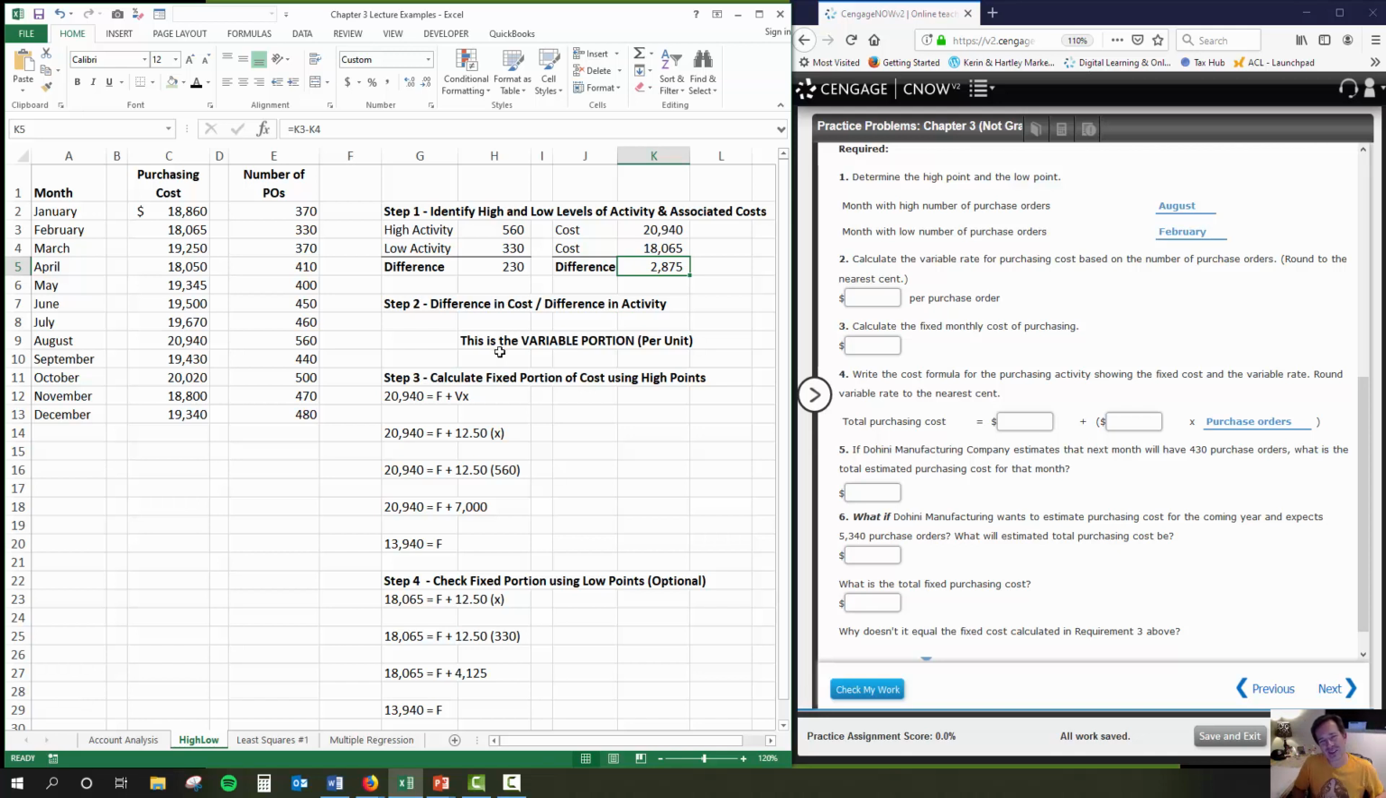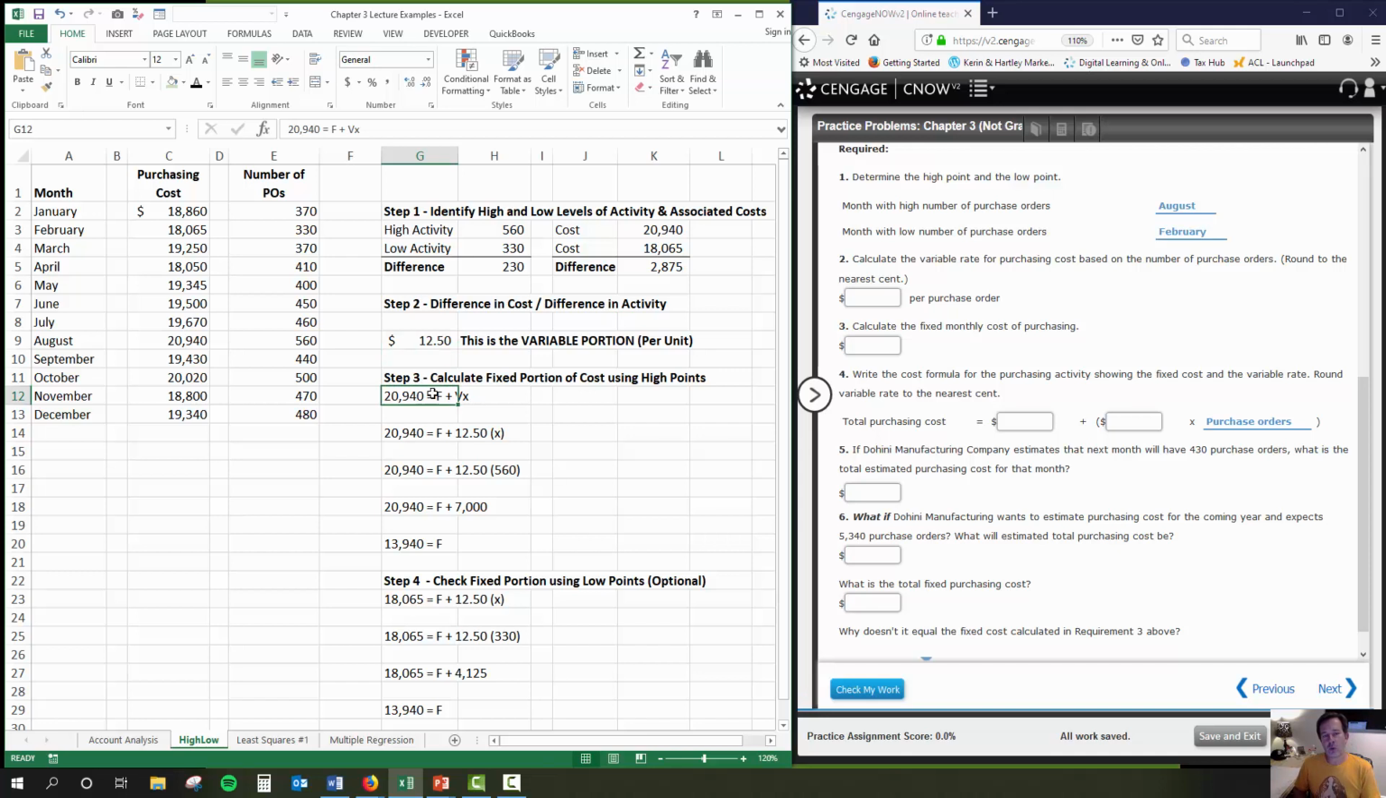Step two is a little calculation we're going to do. We're going to divide the difference in the cost by the difference in activity. Very simple calculation. I'm just going to hit equal. I'm going to highlight the difference in cost, and divide by the difference in the activity level. And I get $12.50. What that represents is the variable portion per unit. So that means basically every time we generate a PO, we're incurring $12.50 in variable cost, according to our methodology here.